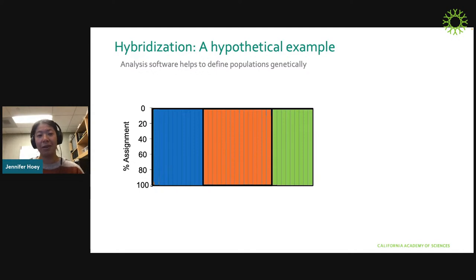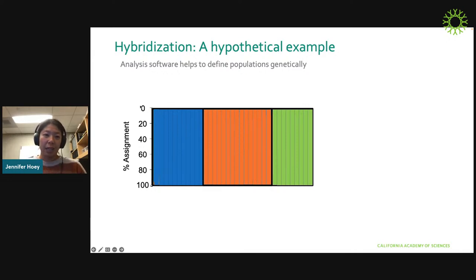And so this is a hypothetical example using computer software where we tried to define the number of populations genetically based on sequencing data. In this example, each of these little bars represents a unique individual, and the color proportion contained within each of the bars represents the genetic ancestry of a particular group. So in this example, we either have blue, orange, or green, and the ordering of the bars is up to the user. So we can pretend that perhaps all of these individuals are the same species, or they were sampled from the exact same location, or something like that.